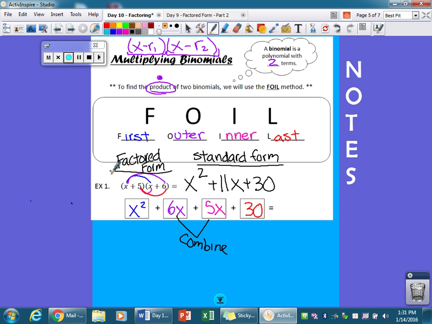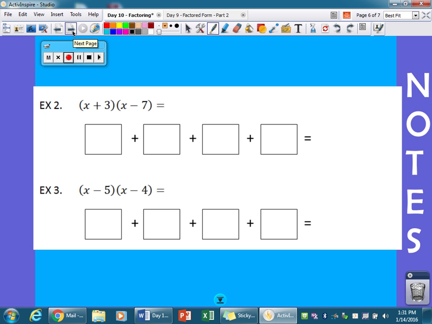So let me go through another example with you. So here's example 2. Remember FOIL. I spelled that wrong, didn't I? I did.